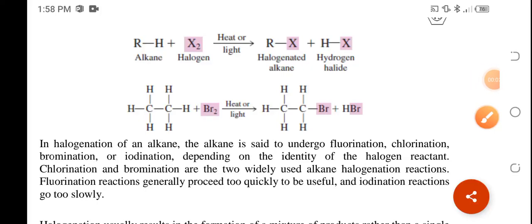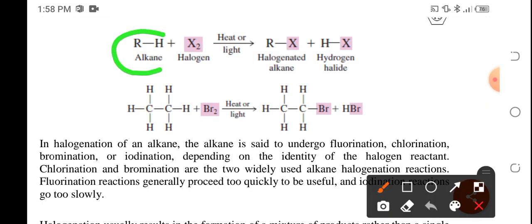Okay, so ito yung equation or general equation for the halogenation of an alkane. We have the alkane, RH, into which medyo nakalabas yung isang hydrogen niya kasi yan yung site of substitution reaction, and then you have the diatomic halogen. It is a must that there must be heat or light during the halogenation reaction. Otherwise, kung wala itong heat or light na to, it will not proceed or there will be no reaction.